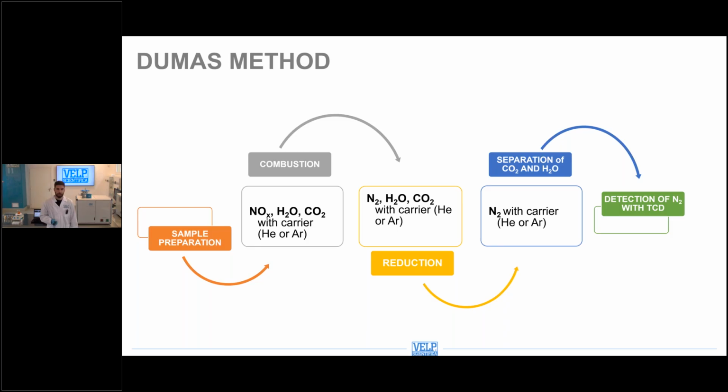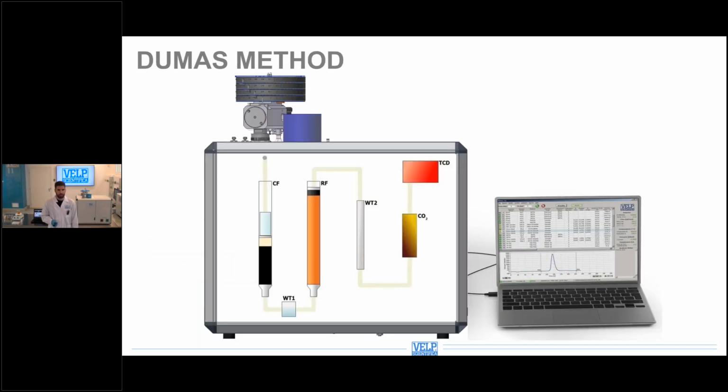This is a physical trap that removes up to 99% of water. After this step, the combustion products reach the reduction reactor, where thanks to the reduced copper, the nitrogen oxides are converted into elemental nitrogen, and the oxygen in excess is removed. After this step, the sample reaches the water trap 2. This is a chemical trap filled with anhydrone, and the last 1% of water is removed.